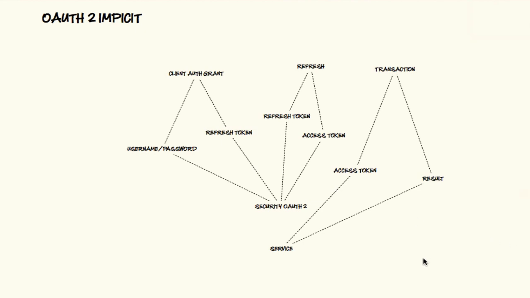So there are 3 loops. There's loop number 1 over here, which is the grant. Loop number 2, which is the refresh loop, and then loop number 3, which is the actual transaction loop. This is a little bit more complicated than basic, but it gives us very good security. Why are we doing this? Of course, we're doing this for security reasons.